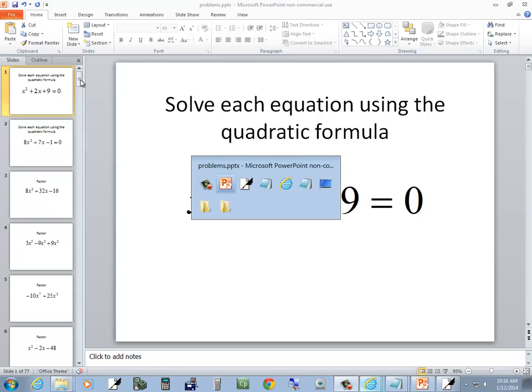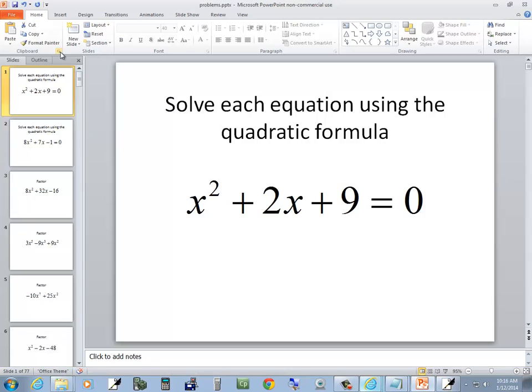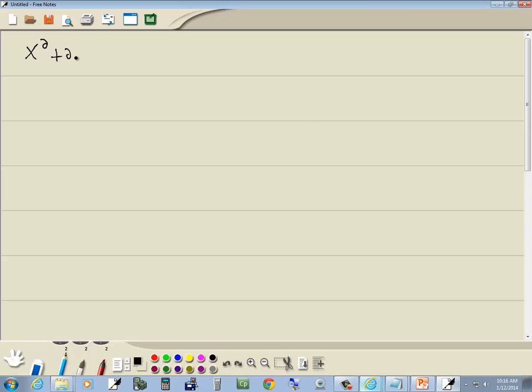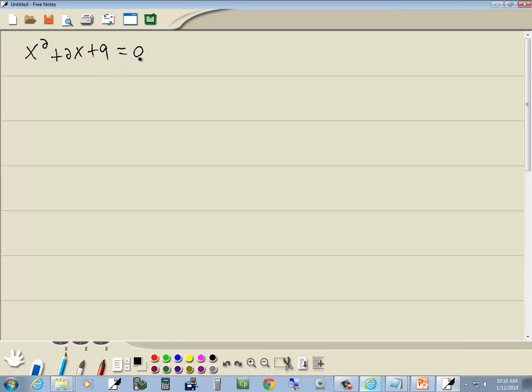Let's take a look at this problem. We got x squared plus 2x plus 9 equal to 0, and I want to solve this using the quadratic formula. Well, the quadratic formula says you have to have 0 on one side, so that's good, and it has to be quadratic, of course. So let's identify a, b, and c.